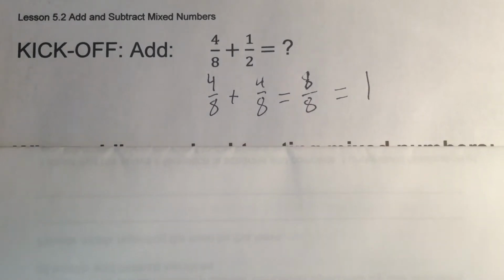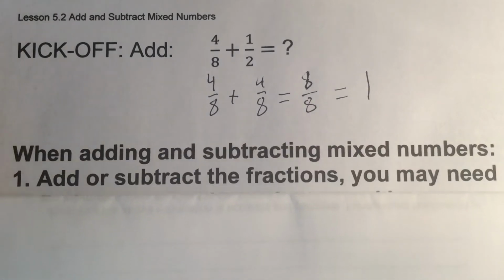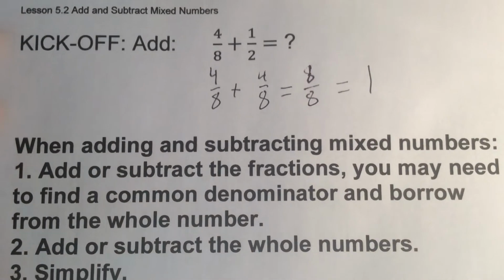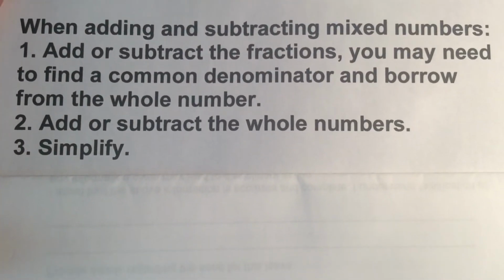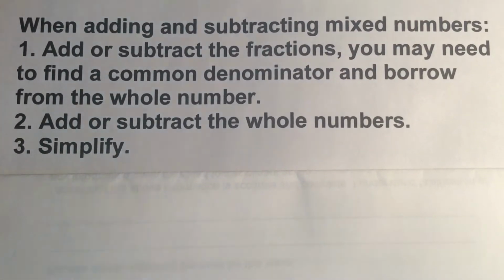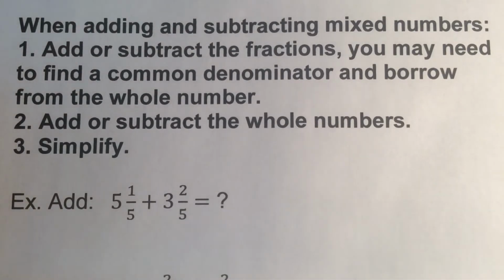So, similar when it comes to adding mixed numbers, only there's a little extra that's going to go on because we have a whole number with those fractions. So we're still going to start by adding or subtracting those fractions. Again, you have to have that common denominator before you do it. Now, if we're subtracting, you may have to borrow from that whole number, and we'll come across one of those. Then you're going to add and subtract the whole numbers, and then you're going to simplify if you need from there. So this one here, 5 1/5 plus 3 2/5.